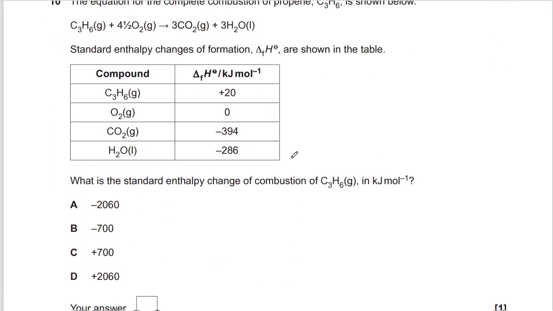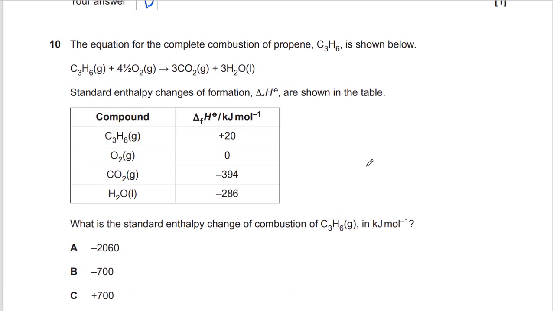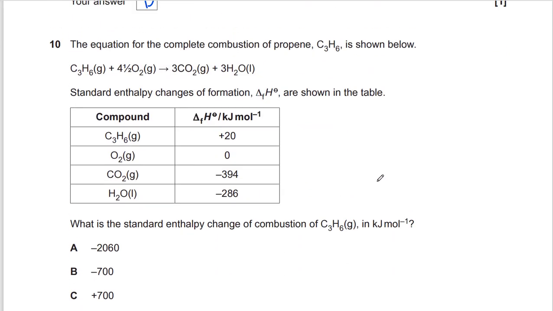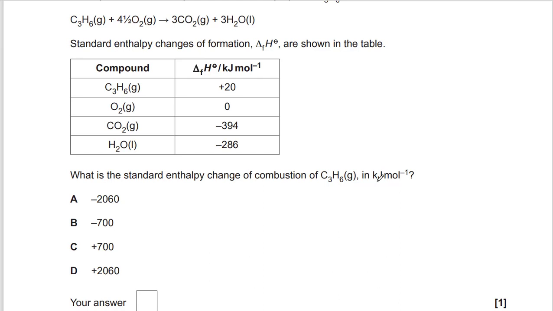So, number 10 then. Nice straightforward question. This screams Hess cycle to me very, very quickly. So it shows you enthalpy of formation in the table. Okay, now, because it's showing me enthalpy of formation, and I want to work out enthalpy of combustion, then my arrows actually need to go up because I'm using enthalpy of formation.